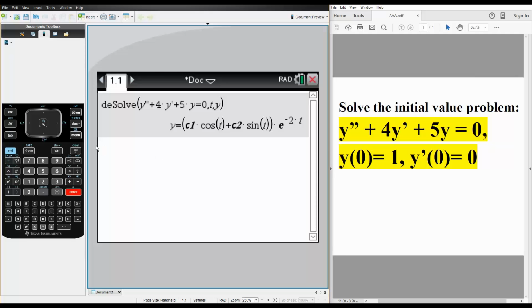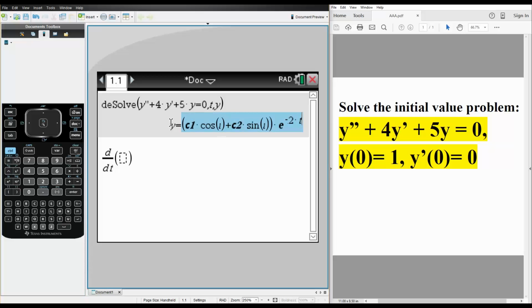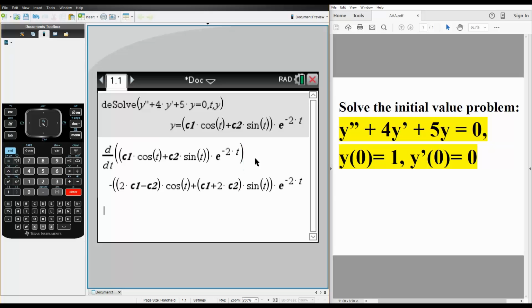So the next thing is to get the derivative of this. So shift minus, it's going to be in terms of dt, and we want up to here. We don't want y equal. We can do a control C, and we do control V, paste it, simply hit enter.